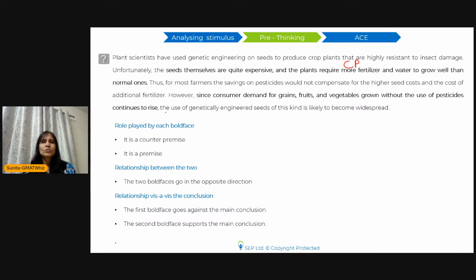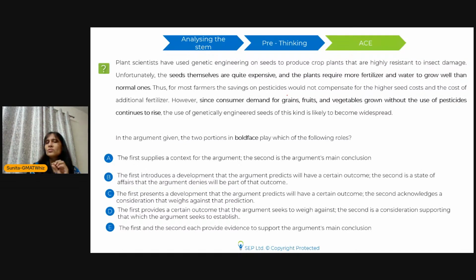And the main conclusion is this portion here; the other portion is a premise for the main conclusion. The two boldfaces are going in the opposite direction, and neither of the two boldfaces is the main conclusion. Clear? Now, with this understanding, in the exam you can just write this down on paper so that you can look at it every time you go through an option. Let's go through option A.